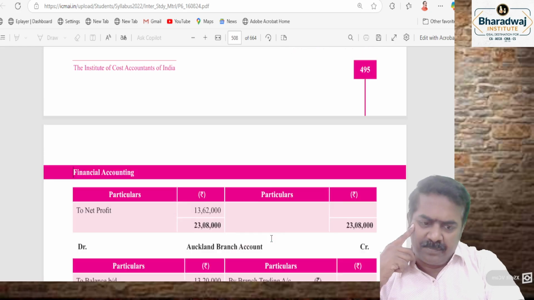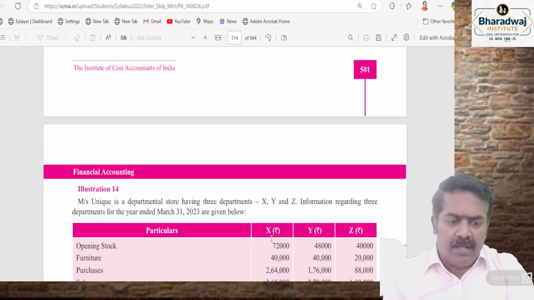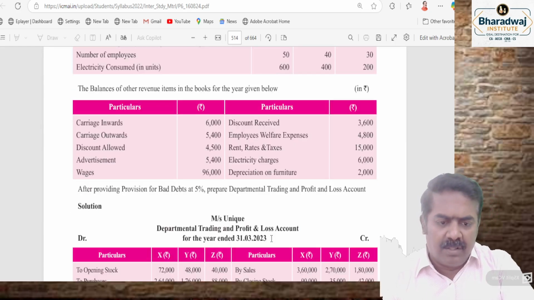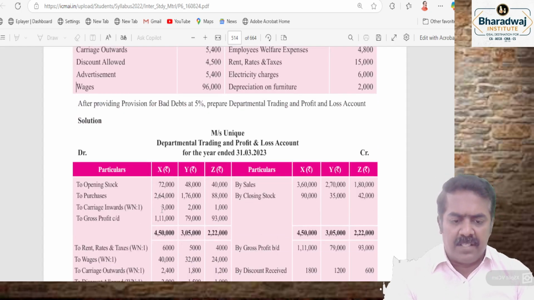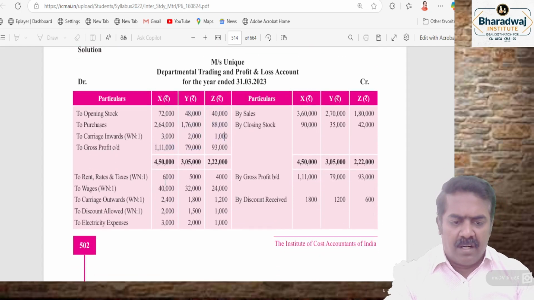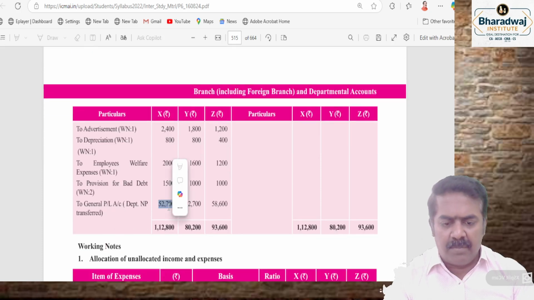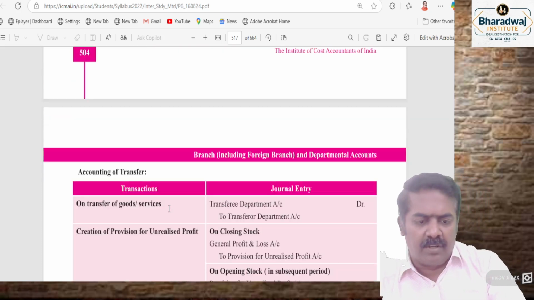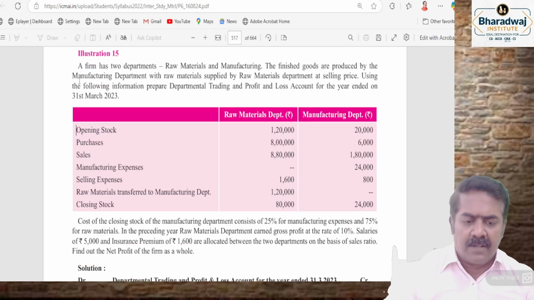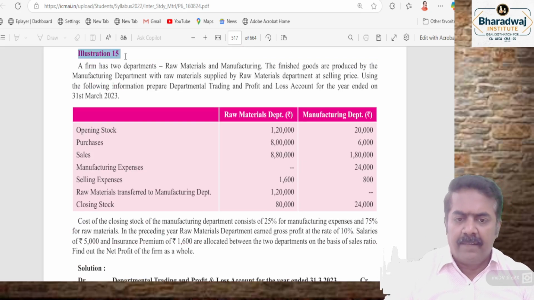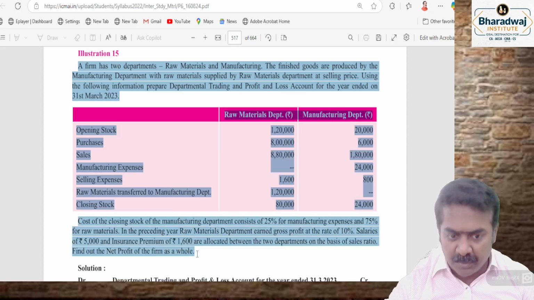Next one, departmental accounts. We have done in the class, the same problem would have been repeated in your material also. They would have prepared the trading P&L account, opening stock, purchases, carriage inwards, all apportionment of expenses they would have done. Then they would have calculated what? P&L account, net profit. In the question, very famous. Okay, the illustration, which one? It is very, very famous. You must go through.